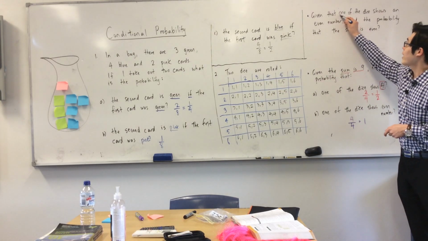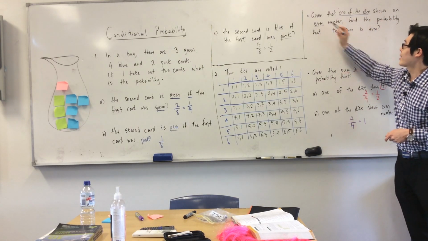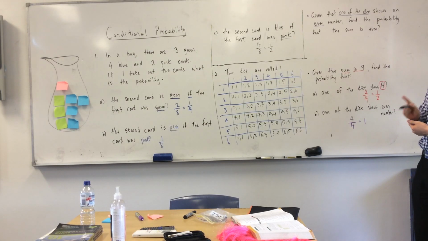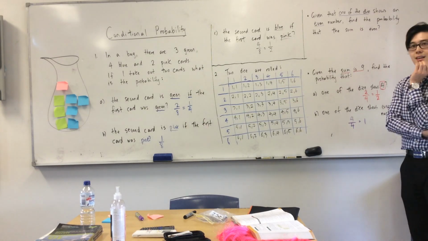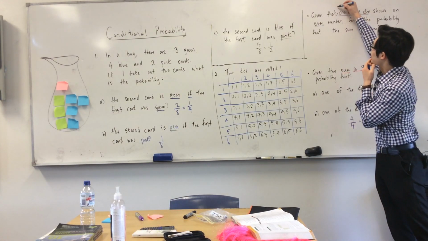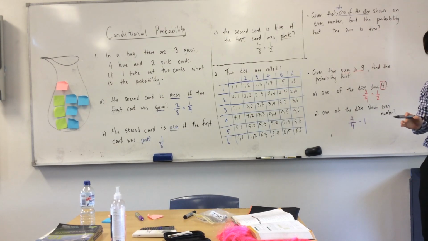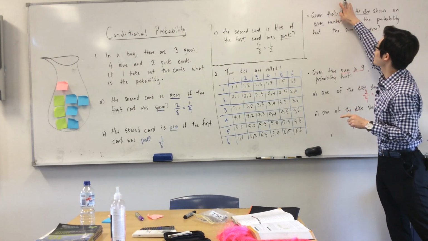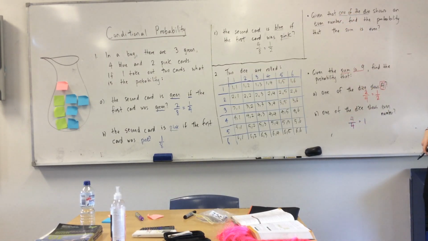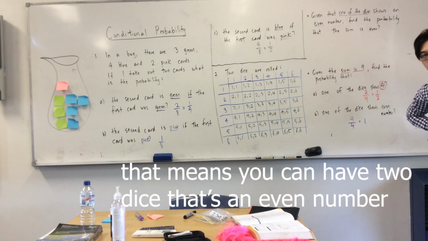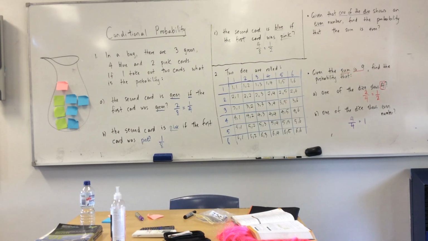Given that one of the dice shows an even number. If the question was given that only one of the dice shows an even number, then only one die is even. But if the word only isn't there, it just says given that one of the dice shows an even number, you just need one die that shows an even number. It could be 2. So given that one die is an even number, you can have both dice being even. Let's go with that.